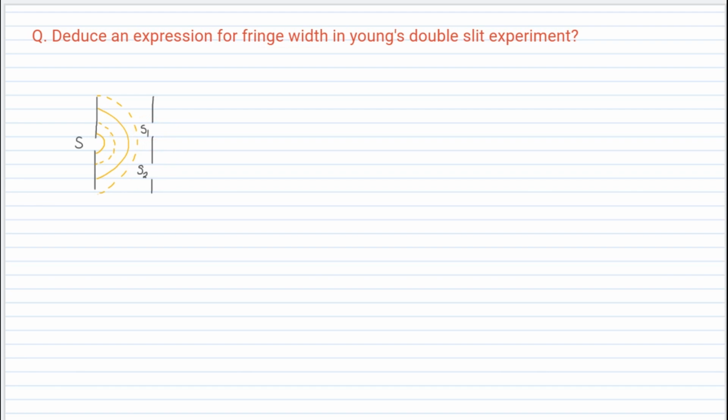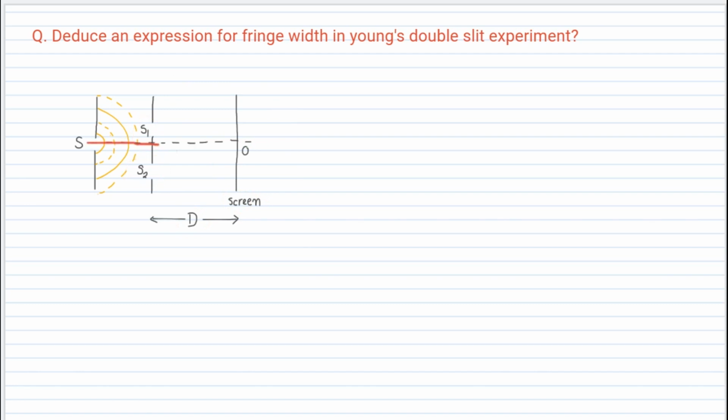Apart from this, your slit S1 and your slit S2 are placed at a small distance d away from each other. Now, the light produced by slit S1 and slit S2 will interfere with each other and produce an interference pattern on the screen. And your screen is placed at distance D from your coherent sources of light.